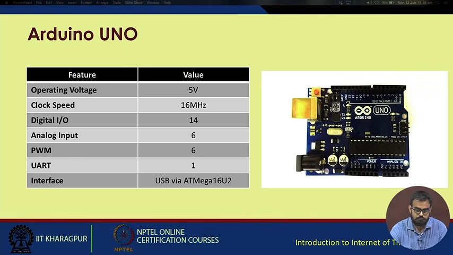So basic features of Arduino Uno: they operate at a voltage of 5 volt with a clock speed of 16 megahertz. Normally Arduino Uno has 14 digital input output pins, 6 analog input pins, 6 PWM pins, 1 UART, that is universal asynchronous receiver and transmitter, and the interface is mainly via USB of Atmega 16U2.